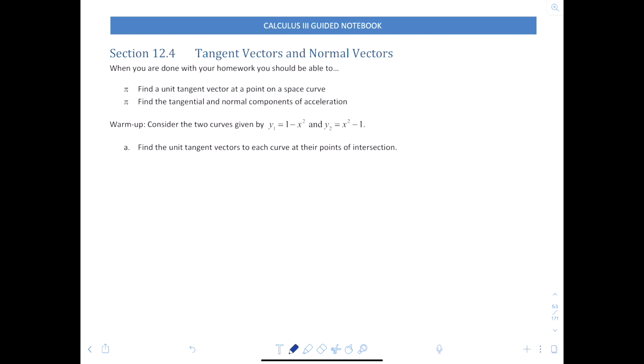Hey there, Shannon Myers, and today we're going to learn how to find a unit tangent vector at a point on a space curve and find the tangential and normal components of acceleration.